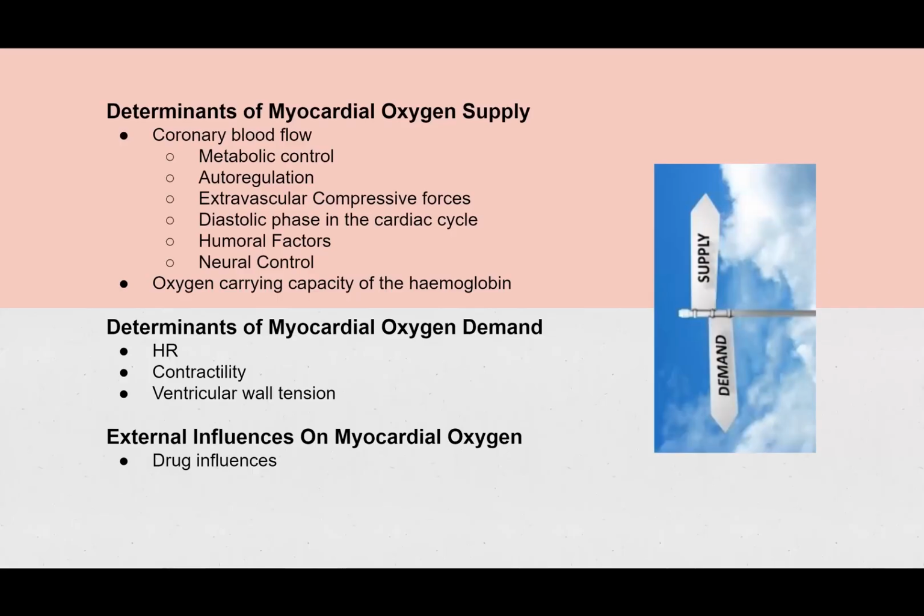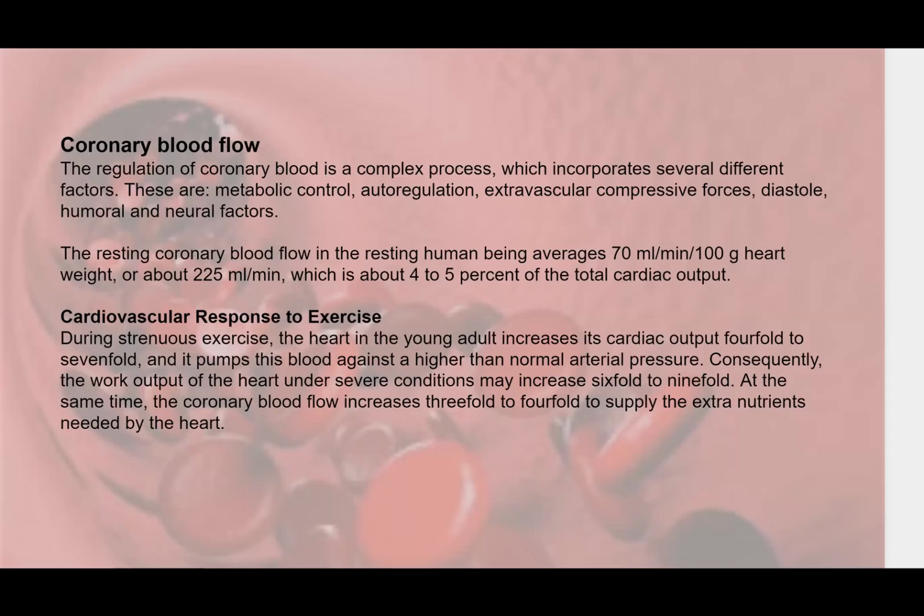We'll now examine the physiology of myocardial oxygen supply and demand, examining supply through flow and oxygen carrying capacity, and demand through heart rate, contractility, and ventricular wall tension. The regulation of coronary blood flow is a complex process which incorporates several different factors. These are metabolic control, autoregulation, extravascular compressive forces, diastole, humoral, and neural factors.